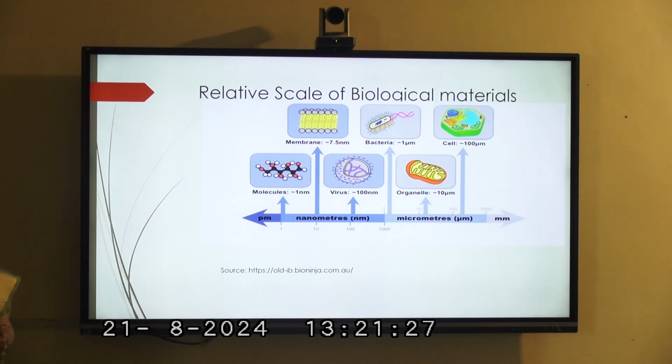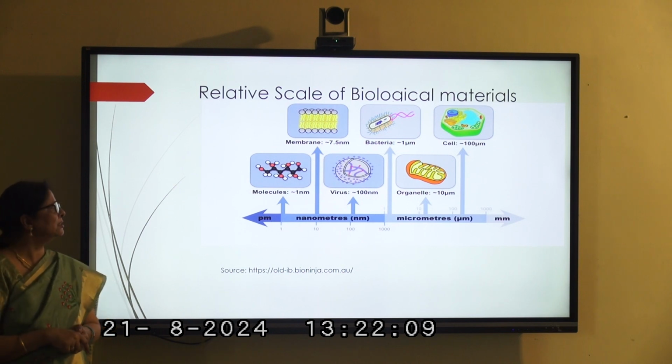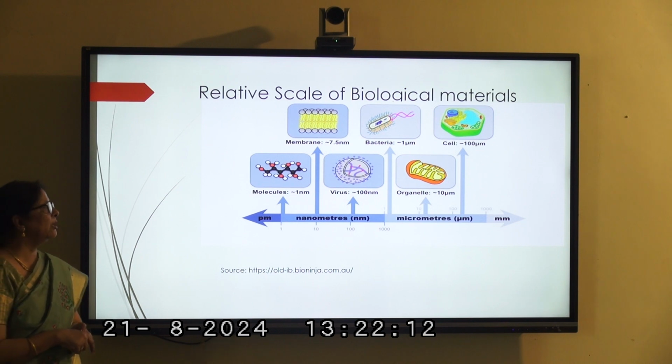As I told you, nanotechnology can be applied to biotechnology because in nature most of the biological systems are in the range of nanoscale. Nanotechnology is therefore directly applied to life sciences. We can see that membranes, bacteria, viruses, molecules lie in the range of nanometers. Biological membranes range approximately 7.5 nanometers. Bacteria are around 1000 nanometers. Molecules, which may be DNA, proteins, lipids, range in size of about 5 nanometers, and viruses about 100 nanometers.